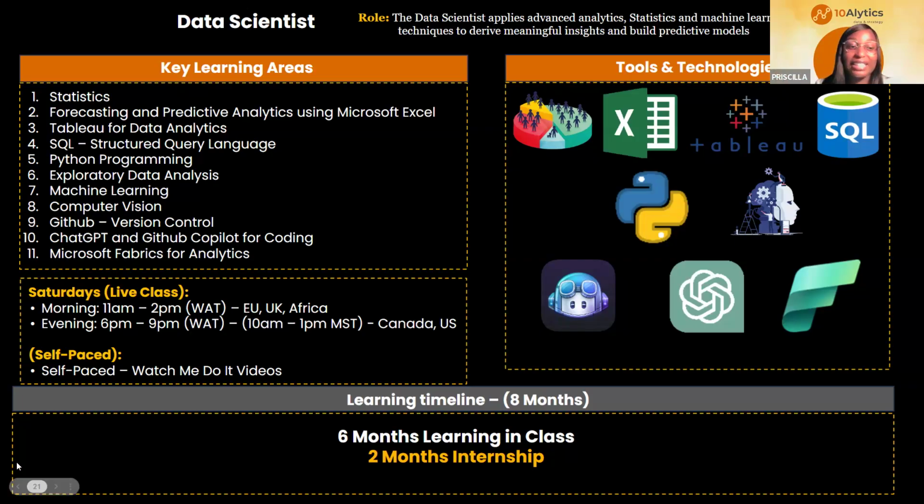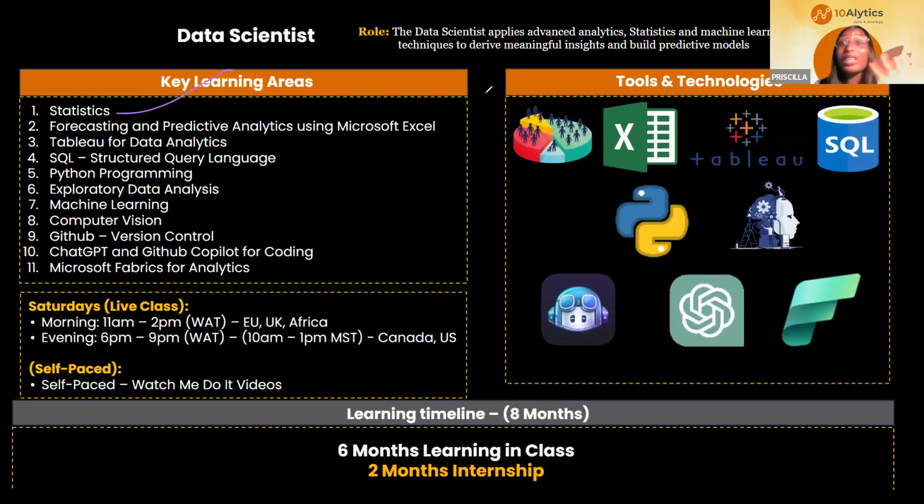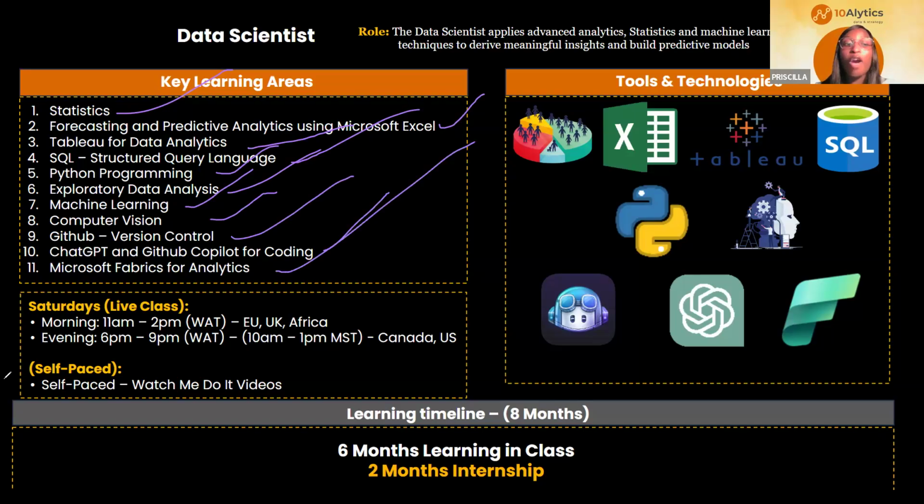So to become a data scientist, there are things you need to learn. And the first of them is statistics, your mean, median, mode, your measures of central tendency, right? How can you use them to handle dirty data, fill up missing values and the likes? Then you also learn how to forecast and predict using Microsoft Excel. Okay, I know that some of us don't even know that with Excel, you can do predictive analytics, right? But this is something you get to learn right here in the data science program. Then you have Tableau for data analytics, SQL, Python programming, exploratory data analysis, right? Machine learning, computer vision, GitHub for version control, ChatGPT and GitHub Copilot for coding, as well as Microsoft Fabric for analytics.